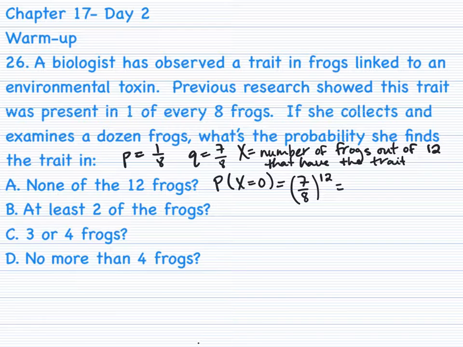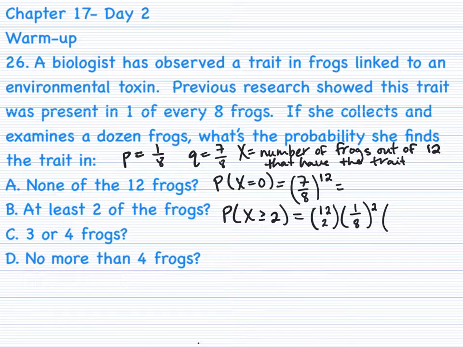The probability at least 2 of the frogs. So that's the probability that X is greater than or equal to 2. So that is, we need the 12 choose 2 times the probability of success to the second, 7 out of 8 to the 10th.